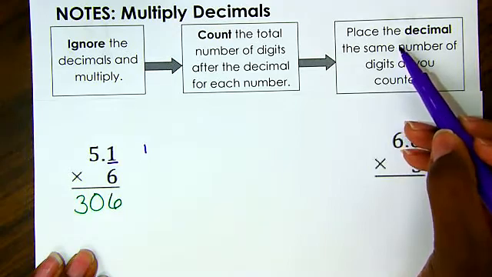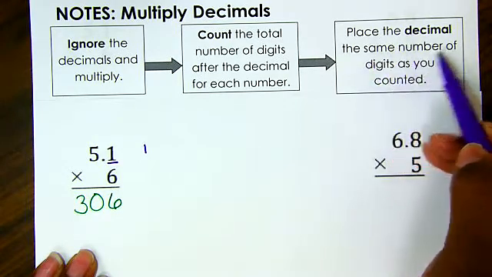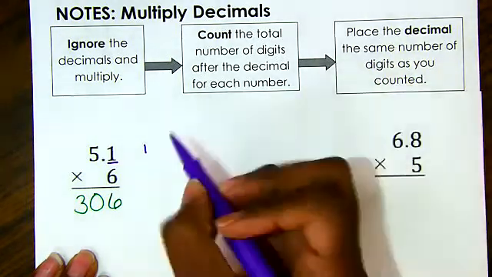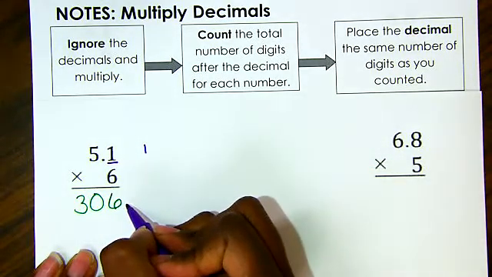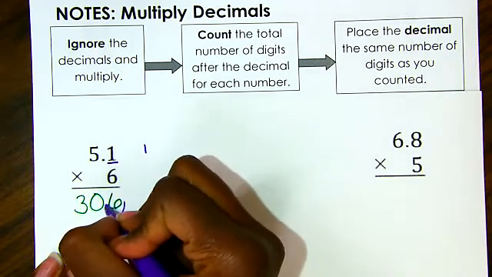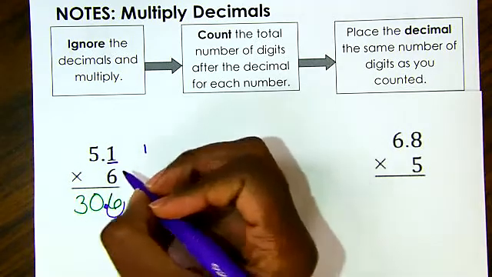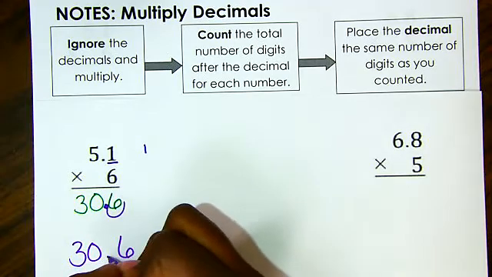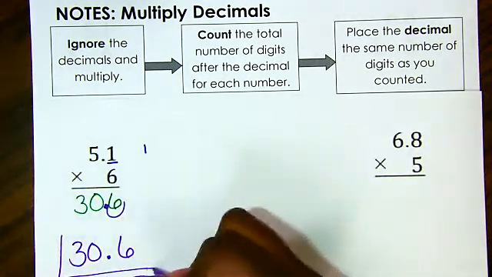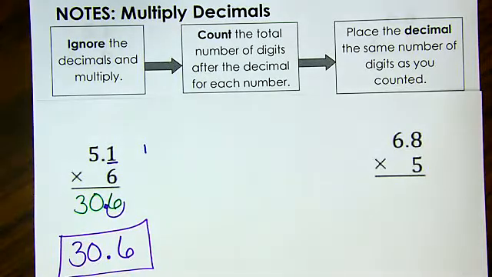Then the third step says place the decimal the same number of digits as you counted. Well, I only counted 1. I'm going to start at the back of my number. I'm going to count 1 spot. So now my answer is 30.6. That is my final answer. Okay. All right, let's try that again.